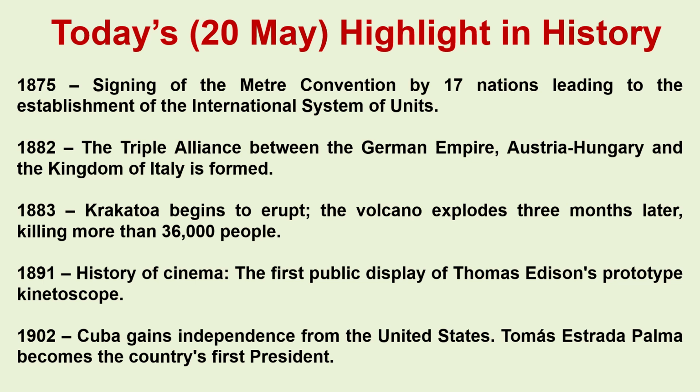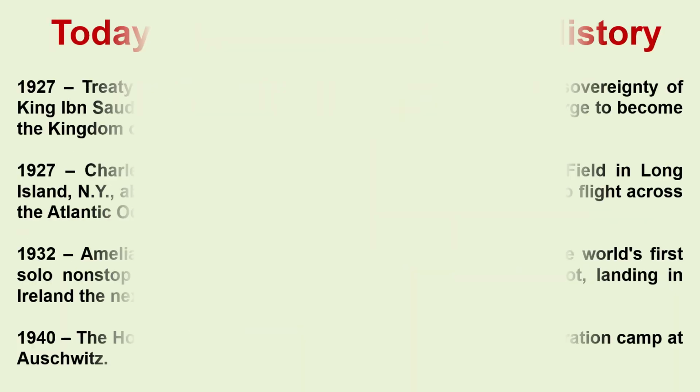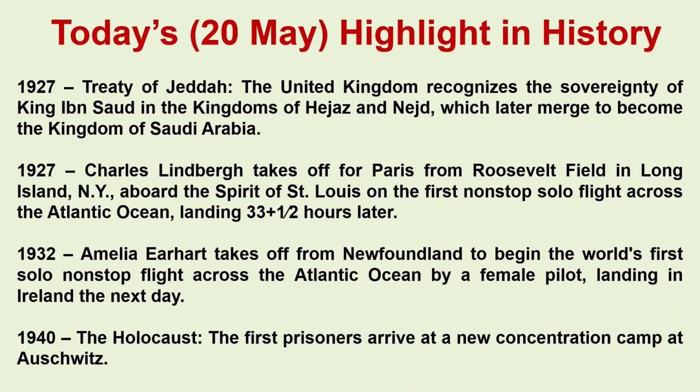1902. Cuba gains independence from the United States. Tomás Estrada Palma becomes the country's first president. 1927. Treaty of Jeddah. The United Kingdom recognizes the sovereignty of King Ibn Saud in the kingdoms of Hejaz and Najd, which later merged to become the Kingdom of Saudi Arabia.